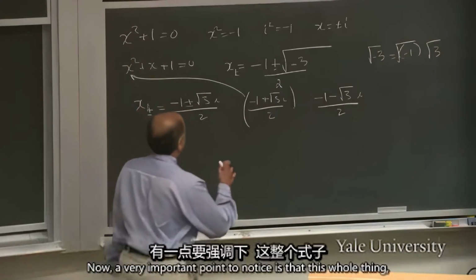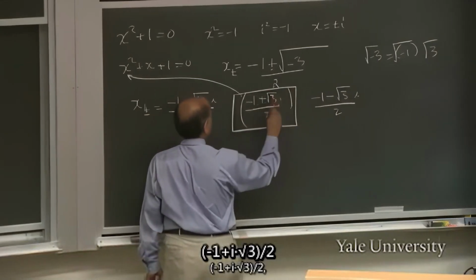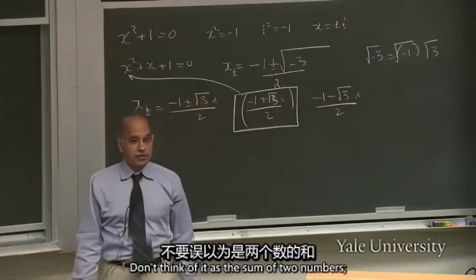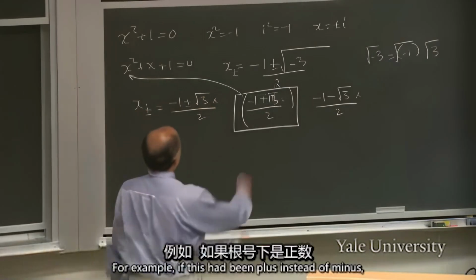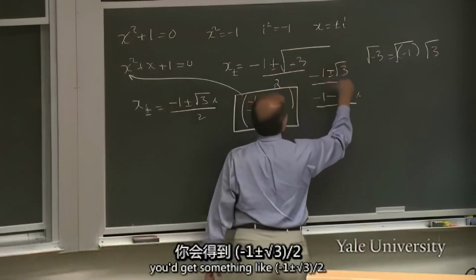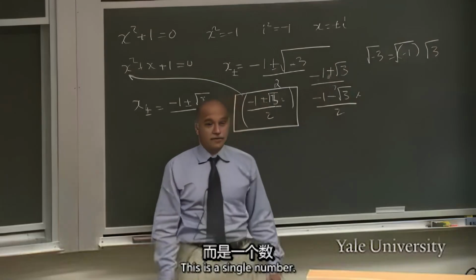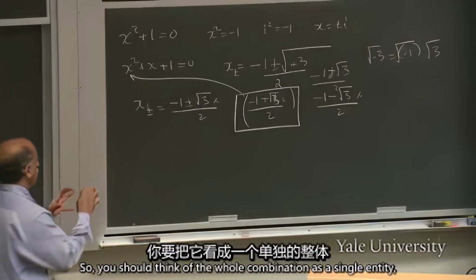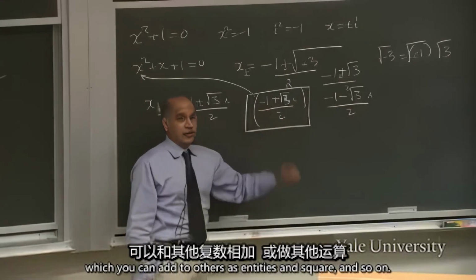Now, a very important point to notice is that this whole thing, minus 1 plus root 3i over 2, is a single complex number. Don't think of it as a sum of two numbers. It's a single complex number. For example, if this had been plus instead of minus, you'd get something like 1 plus or minus root 3 over 2. Take the positive root. You don't think of it as two numbers. This is a single number. And that continues to be true even if it's a complex number. So you should think of the whole combination as a single entity, which you can add to other such entities and square and so on.